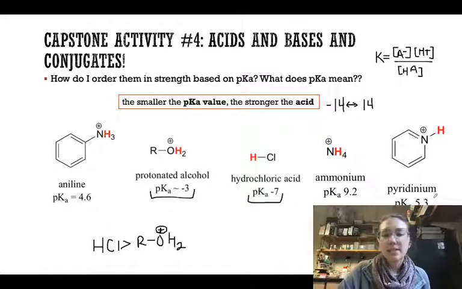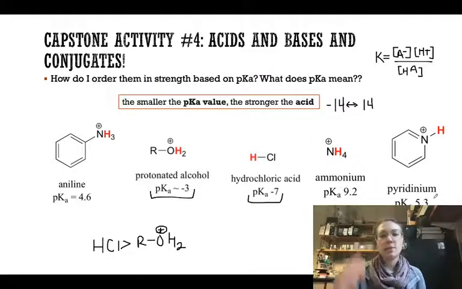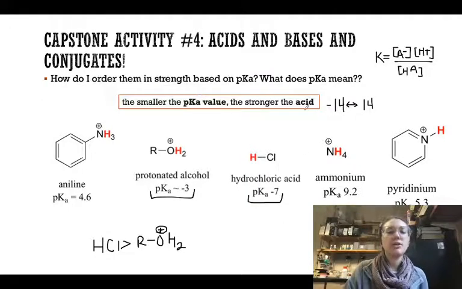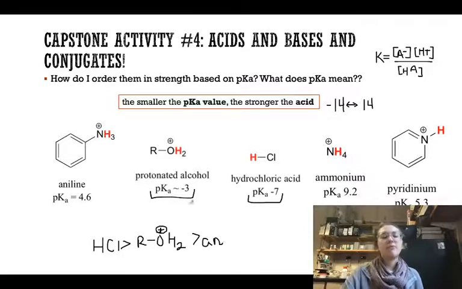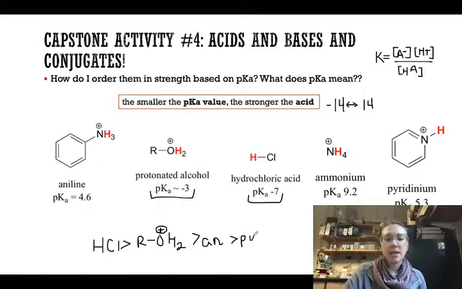Next, I have now positive numbers, but again, we just think of the same thing we were saying. The smaller the pKa value, the stronger the acid. The closer to 14, the weaker the acid. And so that means that next is going to be my aniline, which I'm just going to shorten to AN to save time. Aniline has a pKa of 4.6, so that's going to be the smallest of these three numbers. Next, I'm going to have pyridinium. That makes sense because, again, it's 5.3, which is less than 9.2. And I end with ammonium, and ammonium is going to have a pKa of 9.2.